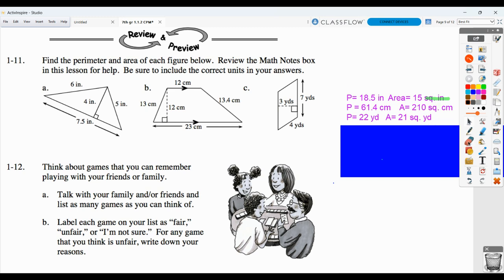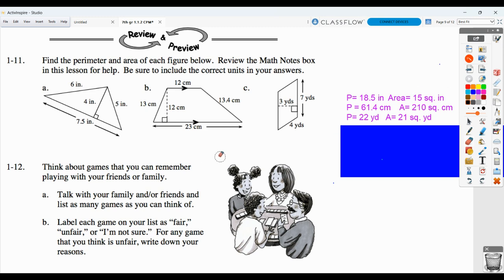Remember also that the way you can show square inches or square centimeters or square yards would be with an exponent of 2. So square inches could be written this way as well. I'm good with SQ inches or inches squared, the square being behind it. What we don't want to see is the 2 in front of the inches.